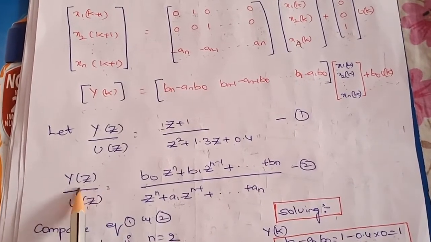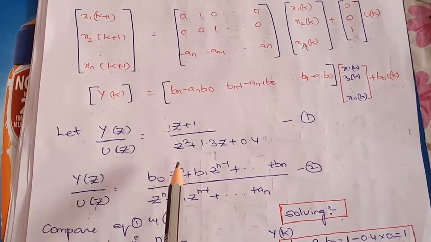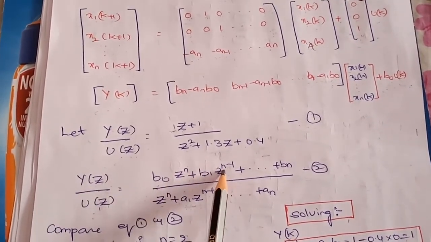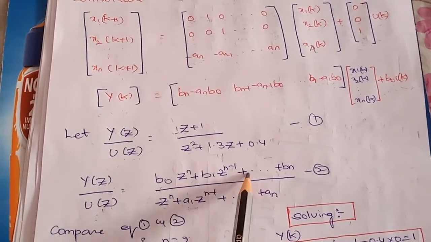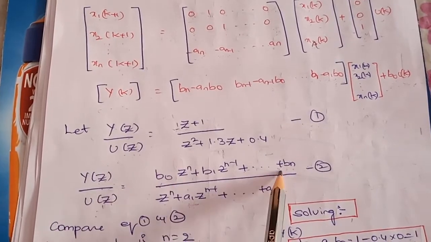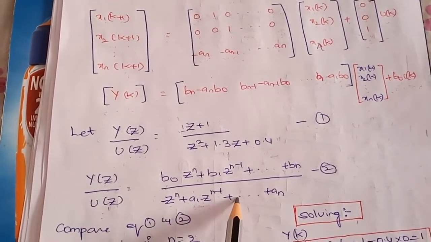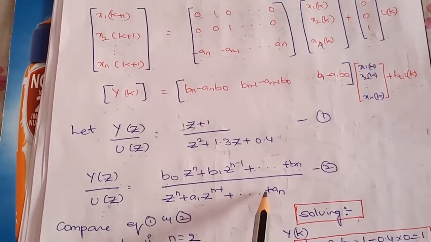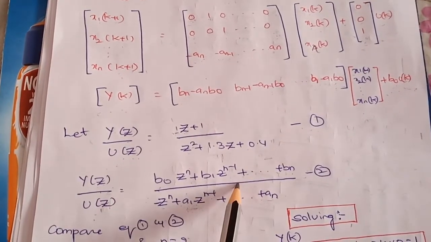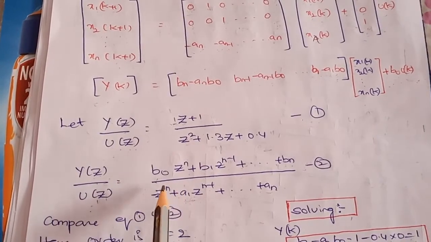So Y(z)/U(z) equals (b0 z^n + b1 z^(n-1) + b2 z^(n-2) + and so on up to bn) divided by (z^n + a1 z^(n-1) + a2 z^(n-2) + and so on up to an). This is equation number 2. Now you have to compare equation 2 with the given question and find out the values required.